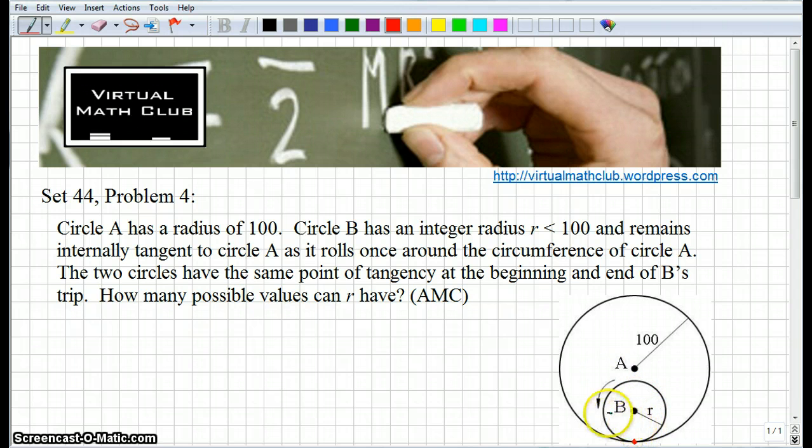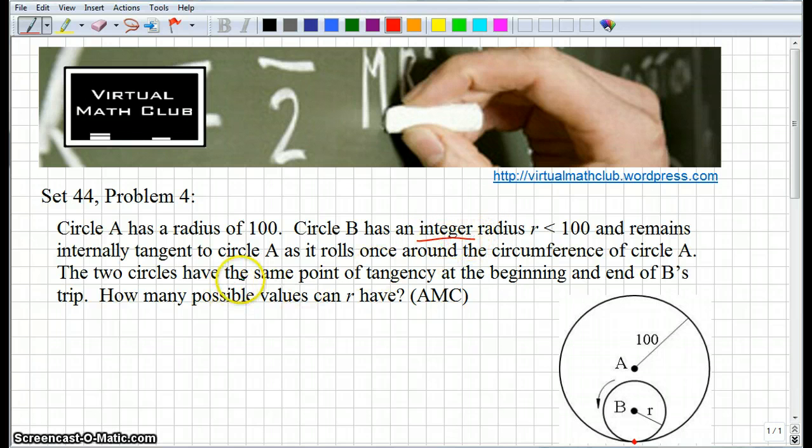All right, and if they have the same point of tangency at the beginning and the end, then the point on B, if we were to keep track of where that point is as it rolls around, that same point ends up back at the same point on A. Okay, so they're touching at the same point again. And the question asks, how many possible values can r have? All right, so r is an integer.